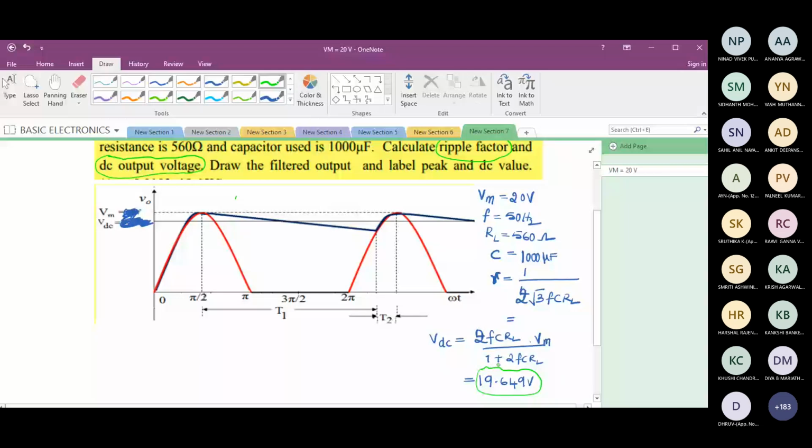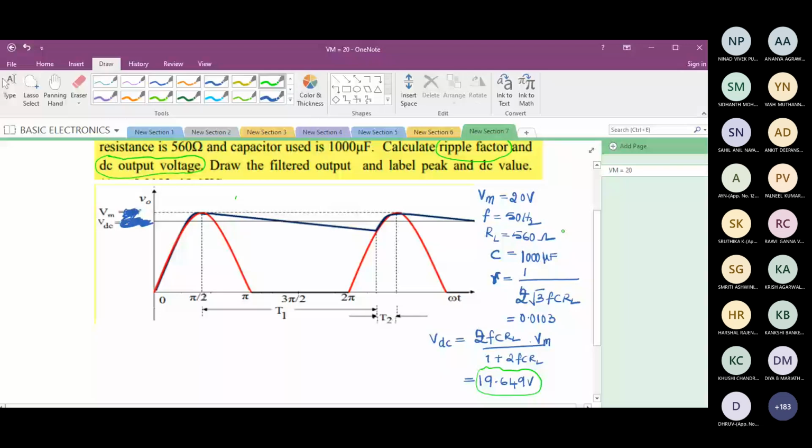Ripple factor, anybody? 0.0103. Any units? They would have taken C equal to 1000, sir. 1000 microfarads only is given. But sir, it is in microfarads. So 1000 means 10 raised to power minus 6. So 10 raised to minus 3 farads, sir? Micro is 10 raised to power minus 6. 1000 into 10 to the minus 6 means 1 millifarad.